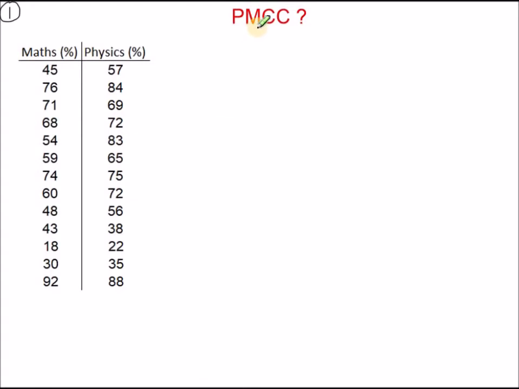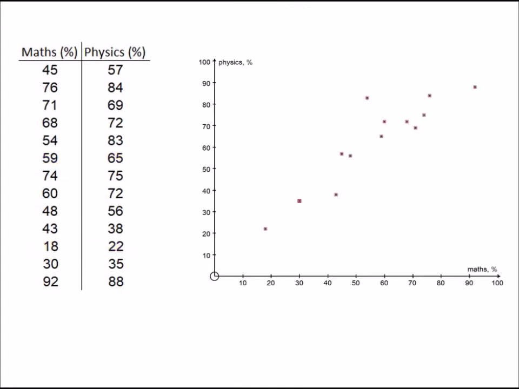Example 1. We're given the test scores as percentages for students who've sat both a maths and physics paper. So for example, this represents a single student. The student scored 59% in maths, 65% in physics. Another student here scored 18% in maths and 22% in physics. So we can represent this data on a scatter graph, which looks like this, and we can see that there is some kind of linear correlation here. So working out the PMCC would be the next step. And remember, the PMCC works out the strength of linear correlation.